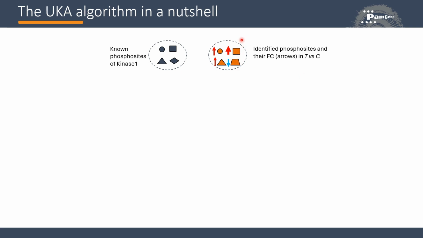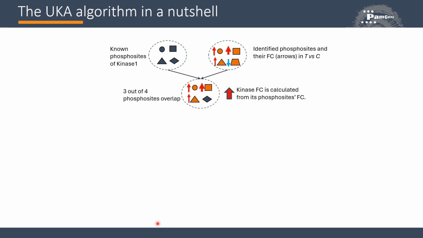Red arrows pointing up indicate a positive fold change. Blue arrows pointing down indicate a negative fold change. The thickness of the arrows indicates the size of the change. Next, for each kinase, we overlap its known phosphosites and the phosphosites in our data. Here, we had 3 overlapping phosphosites for kinase 1. Based on the fold change of the phosphosites, the algorithm calculates the fold change of the kinase.